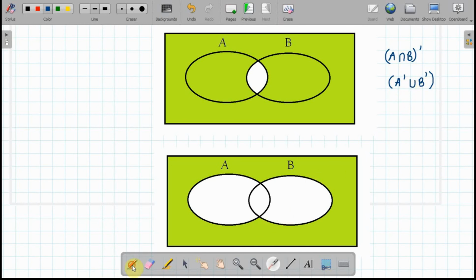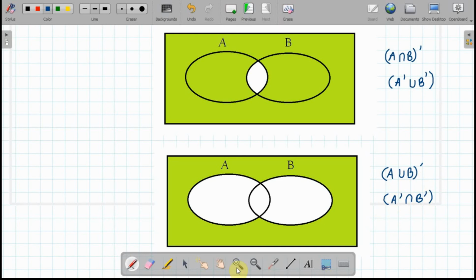Now this one, the second one, right? Just the union is not shaded, everything on the outside is shaded. So this is basically A union B not. So anything that is not A union B basically. And this can also be written as not A and not B. So anything not A intersection not B.